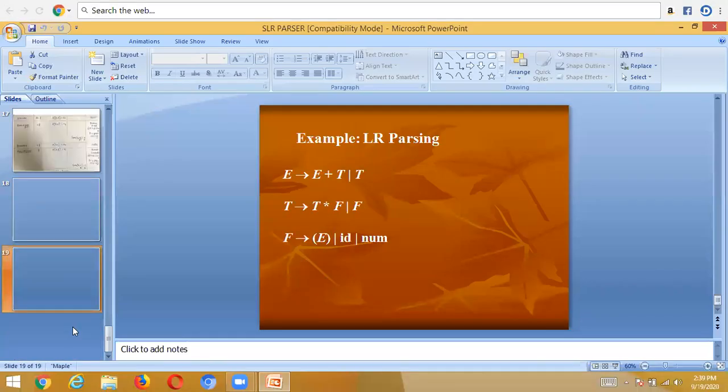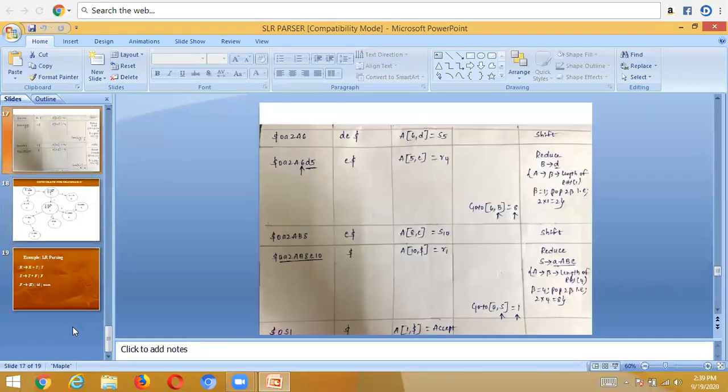See here. My stack contains 0S1. And action of 1 comma dollar. From the table, what is the action of 1 comma dollar? Accept. Accept. Right. Is it clear?